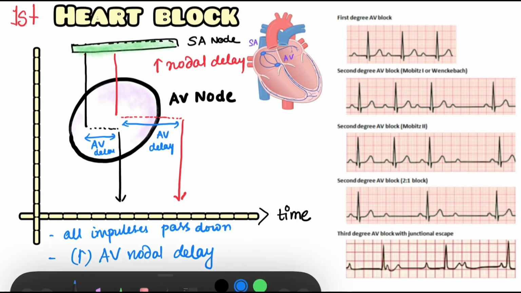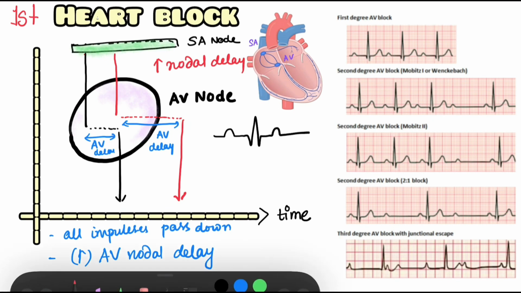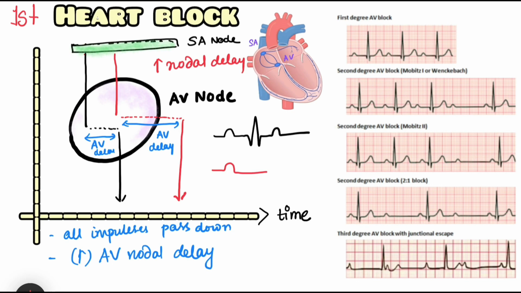Now we all know that AV nodal delay on ECG is represented by the PR interval, and hence in case of first degree heart block, the PR interval will be increased. As you can see over here, this is the normal PR interval, and over here we have an increased PR interval. This is the idea of first degree heart block.